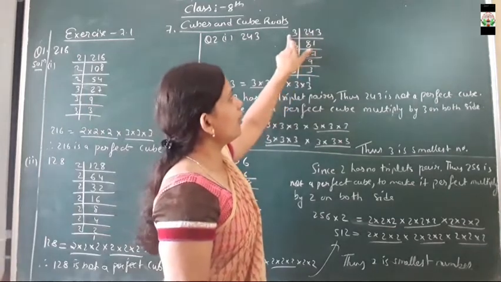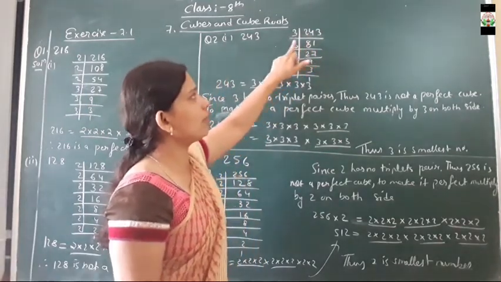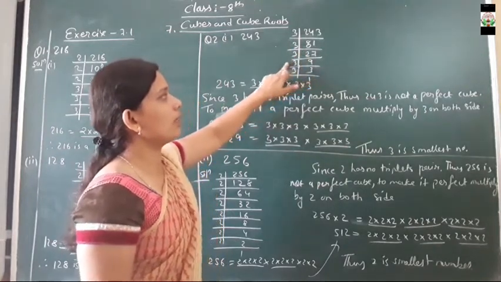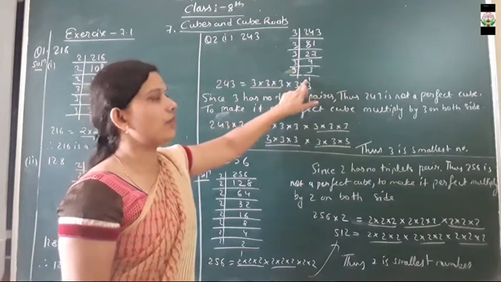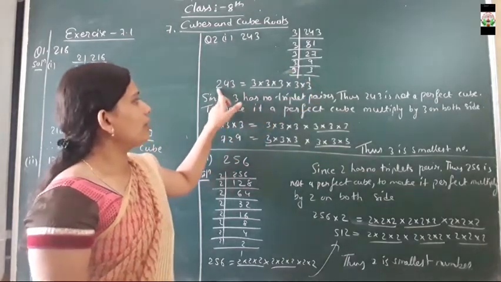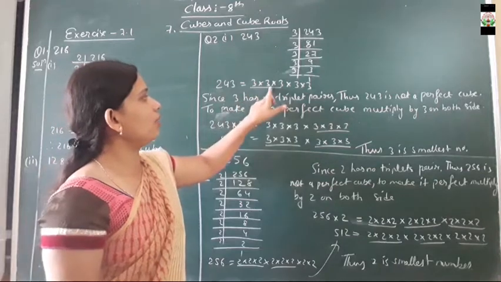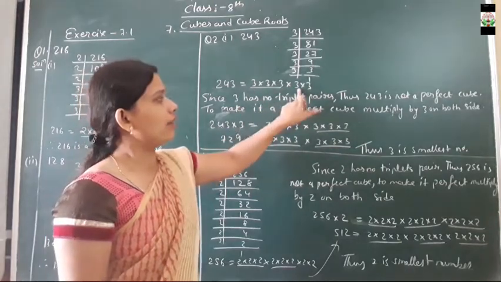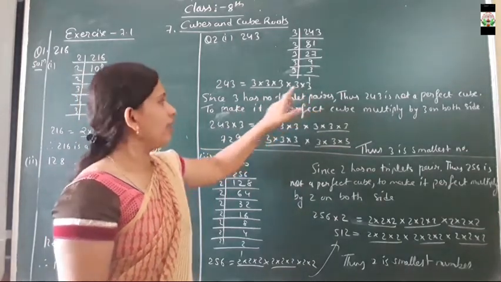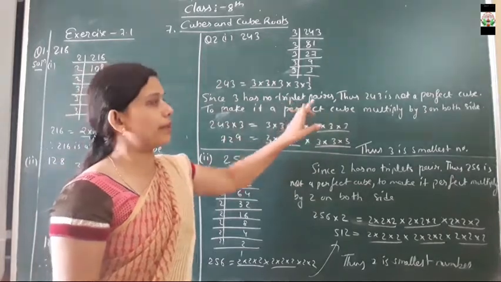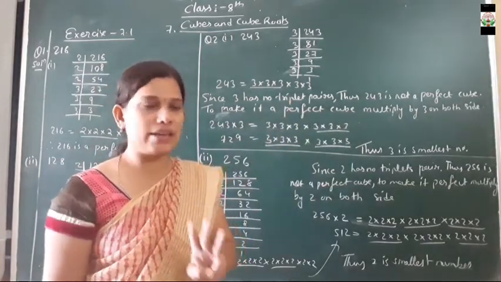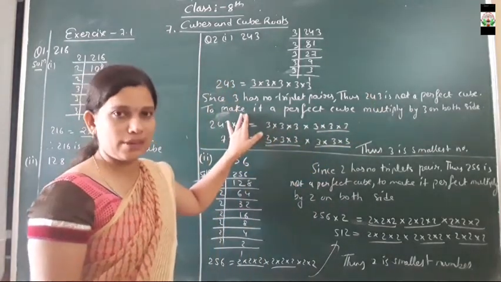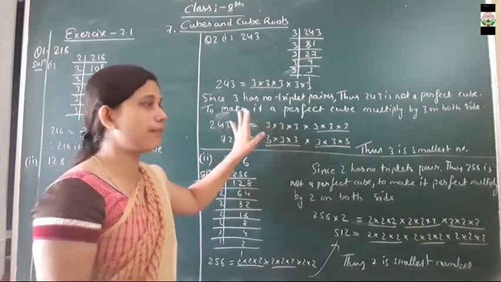243 comes in the table of 3, 81 times, 81 comes in the table of 3, 27 times, 27 comes in the table of 3, 9 times, and 9 comes in the table of 3, 3 times, and 3 comes in the table of 3, 1 time. Now you can write that the factors of 243 are 3 into 3 into 3 into 3 into 3, isn't it? The first 3 has a pair, then the last two 3s do not have a pair. Hence, since 3 has no triplet pairs, 3 का पेयर नहीं है. Thus, we can say that 243 is not a perfect cube. In order to make it a perfect cube, we have to multiply both sides by 3.